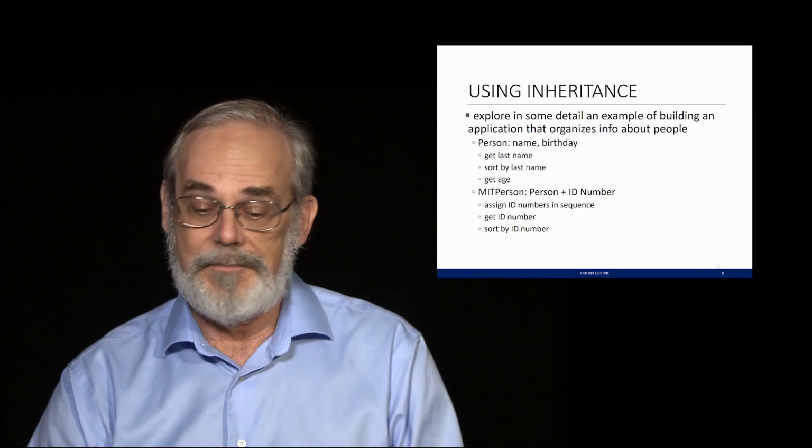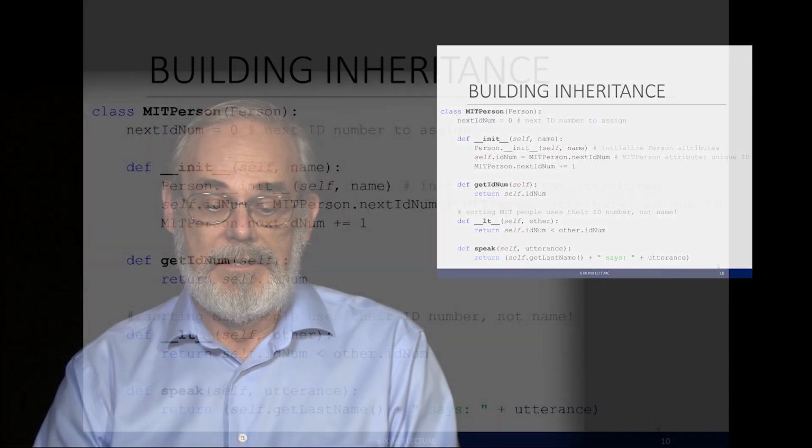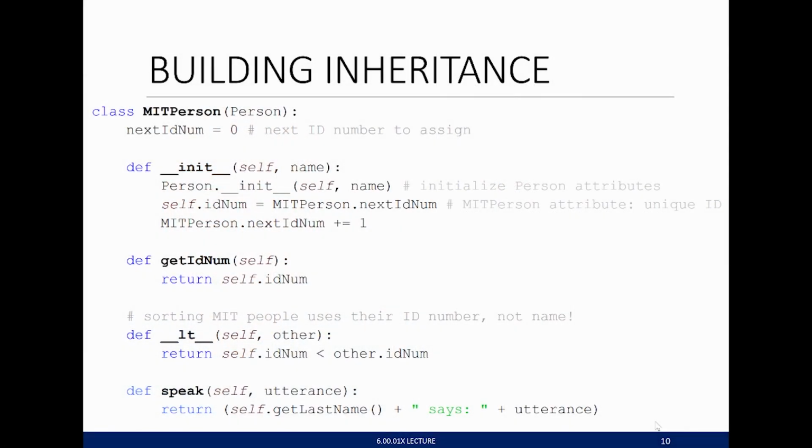So let's look at how we might build an MIT person. So here's my class definition. And I want to show you a couple of highlights here, things that are important. The first one is, as I did in an earlier example, I'm going to create a class attribute. So this is a definition of a data object that's built into the class. Does not belong to an instance, it belongs to the class. And it's going to let me keep track of how many ID numbers I have assigned. I'll initialize it to 0. That's a good place to start.